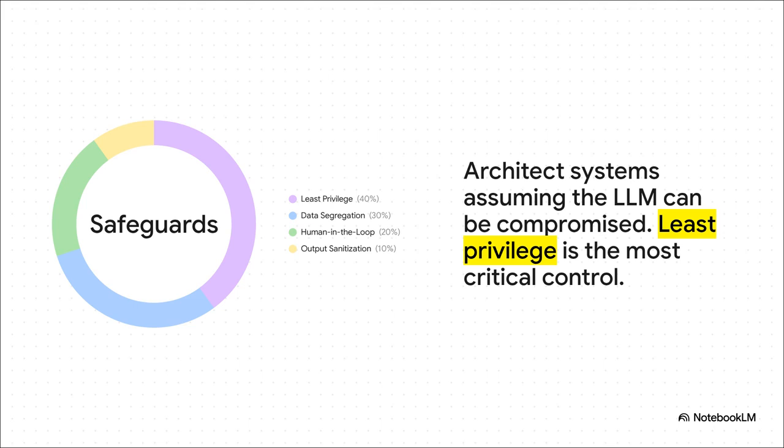We limit the blast radius, and that's why the principle of least privilege is by far the most critical control we have. Your AI agent should have the absolute bare minimum permissions it needs to do its job, and nothing more. If your RAG-bot only needs to read documents, for God's sake, don't give it an API key with write access to your production database.